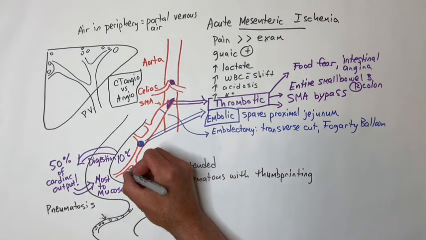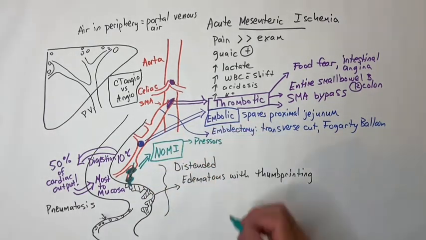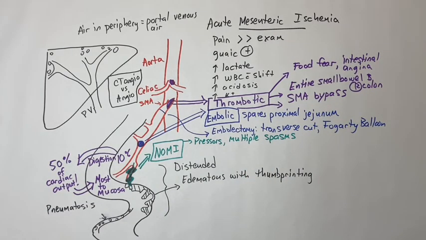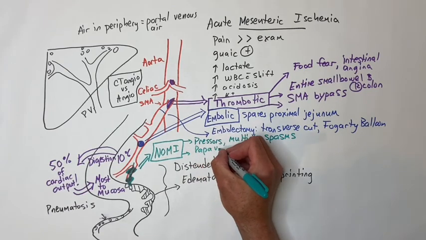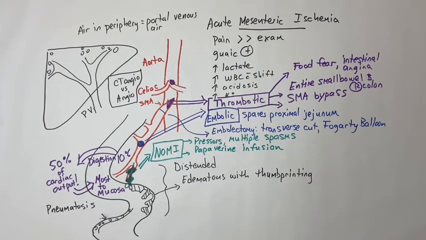NOMI, or non-occlusive mesenteric ischemia, refers to patients that have this when they're on pressor medications. Usually they're critically ill. The classic findings are intermittent vascular spasms, which can look like a sausage-like pattern on an arteriogram. Try not to feed the gut too much if a patient is on pressors. Treatment is using intra-arterial vasodilators like papaverine and aggressive fluid resuscitation, and obviously trying to minimize pressor use.